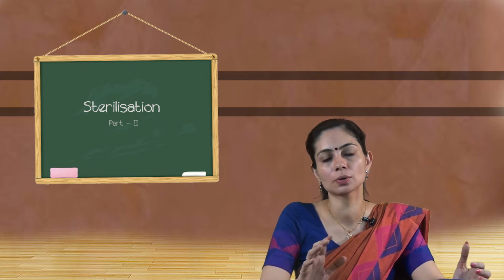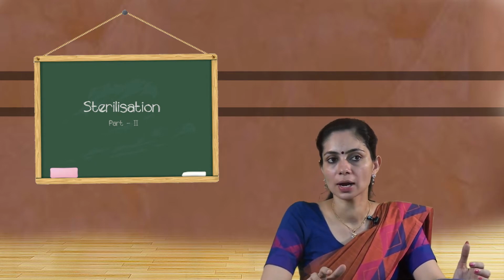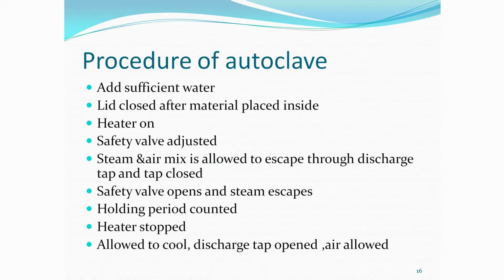Procedure. How do we work on an autoclave? We need to add sufficient water, then the lid is closed after the material is placed inside. After that, we have to switch on the heater. Before starting the procedure, we have to adjust the safety valve. Once we close the lid, we have to wait for some time. The steam and air mix is allowed to escape through the discharge tap, and once the air is gone out, we have to close the tap.